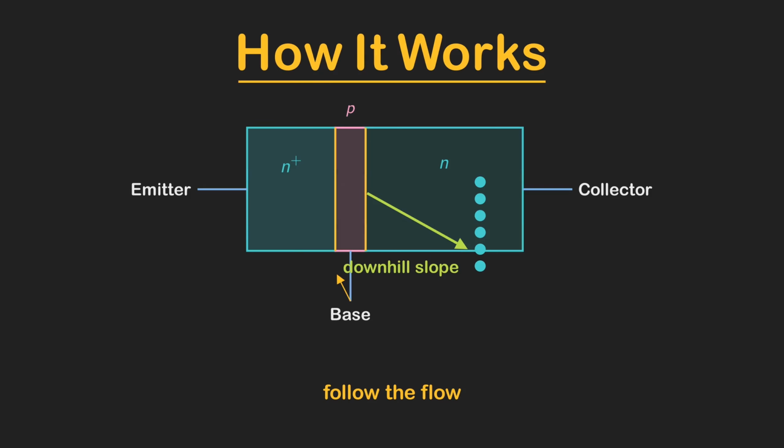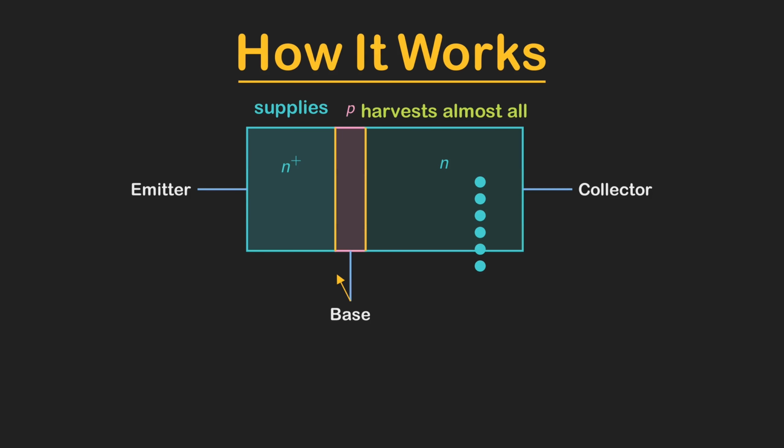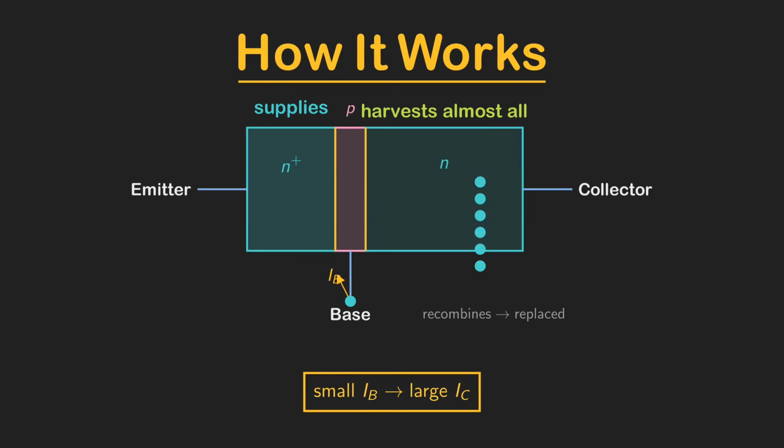So follow the whole flow. The emitter supplies the carriers. The collector harvests almost all of them, and only the tiny fraction that recombines in the base has to be replaced through the base terminal. And that small replacement current is the base current. Small base current, large collector current, all coming from one single mechanism.